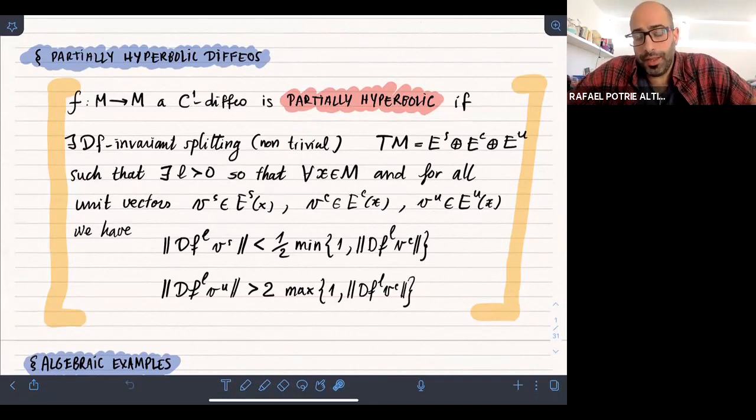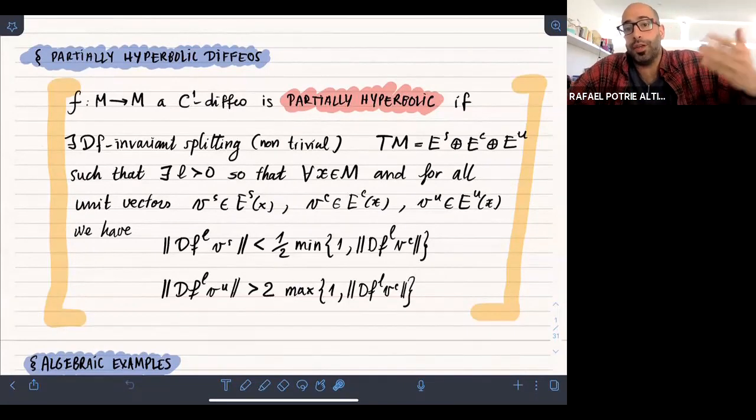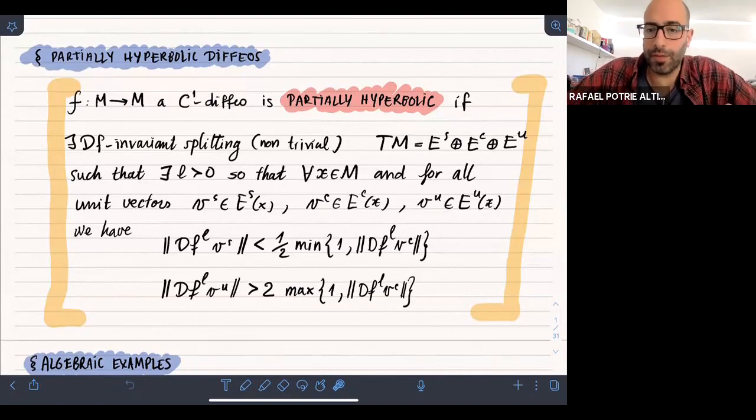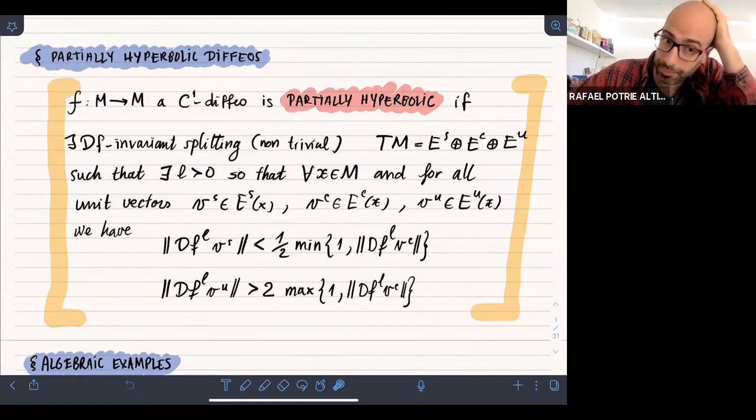And moreover, they appear very naturally in several contexts. One of the contexts I want to focus on is algebraic examples, because it's an interesting class, and the fact that it's open tells you that whenever you have an algebraic example and you make a perturbation, you still have a partially hyperbolic system. A lot of questions and results in partially hyperbolic dynamics involve understanding the dynamics of perturbations of algebraic examples.